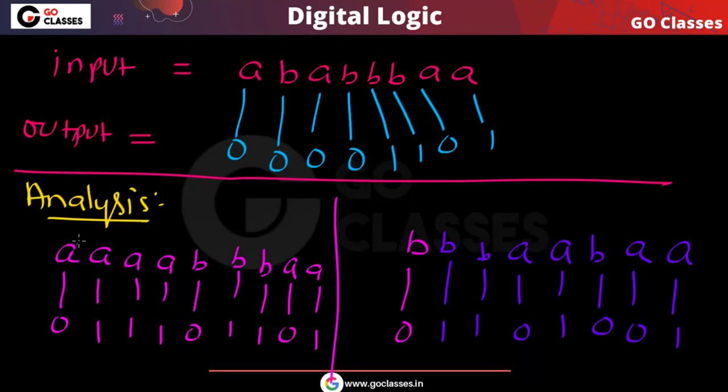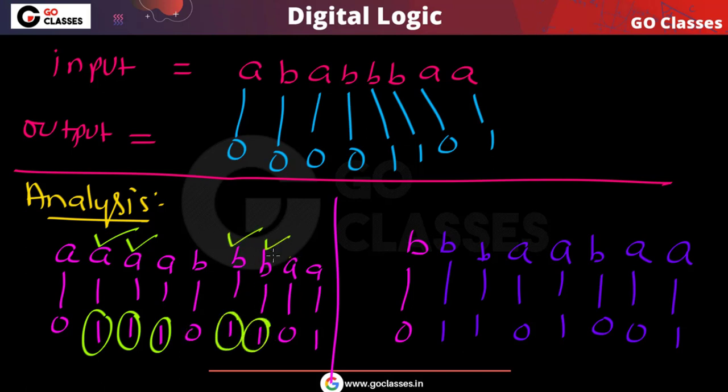So for the first occurrence of A, output is 0. But for this second occurrence, output is 1. This is another consecutive occurrence, here also output 1. Now this is the first occurrence of B, so output is 0. This is the second occurrence, so output 1. Second occurrence, output 1. So second or third or so on.